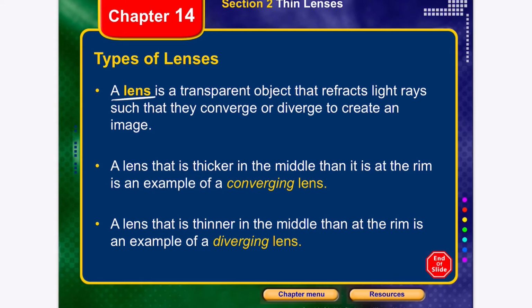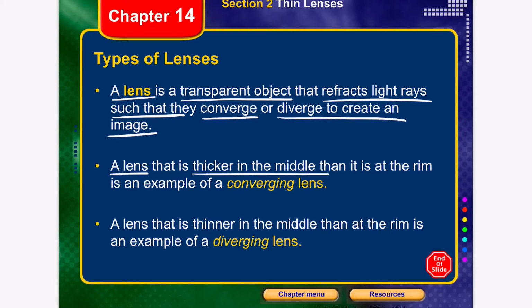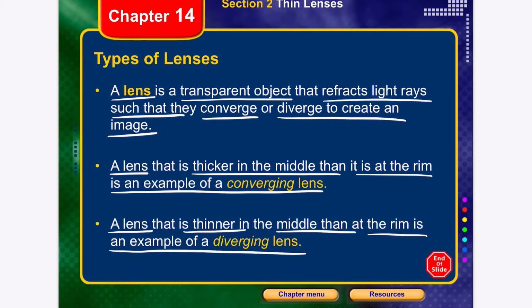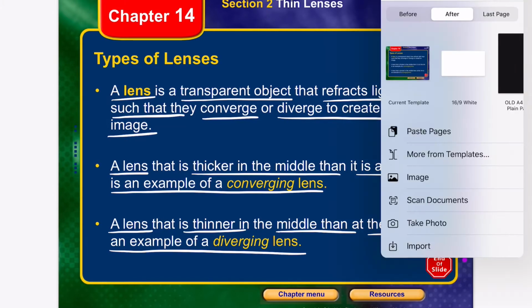A lens is a transparent object that refracts light rays such that they either converge or diverge to create an image. A lens that is thicker in the middle than it is at the rim is an example of a converging lens. A lens that is thinner in the middle than at the rim is an example of a diverging lens. Let's take a simple example of the lenses.